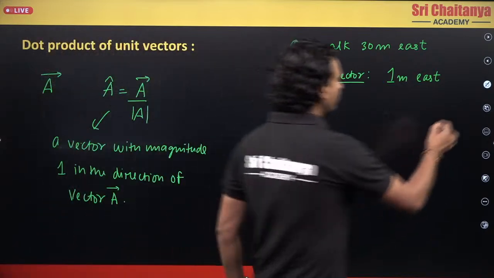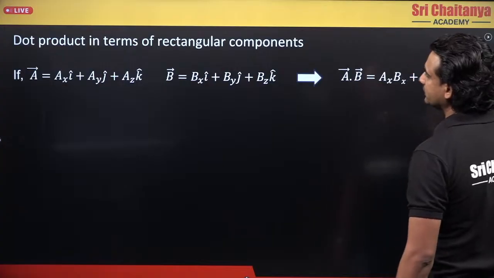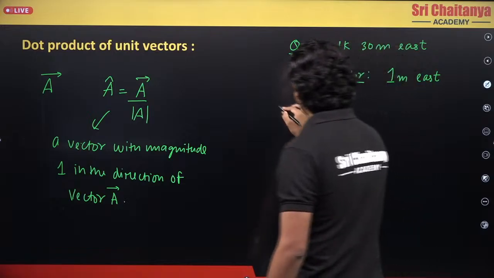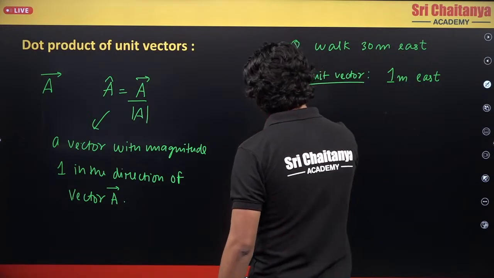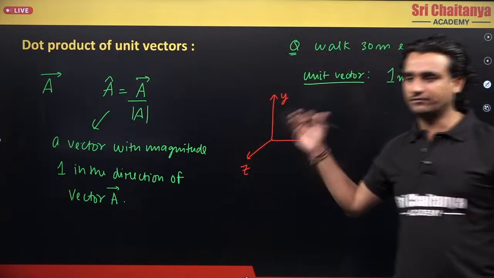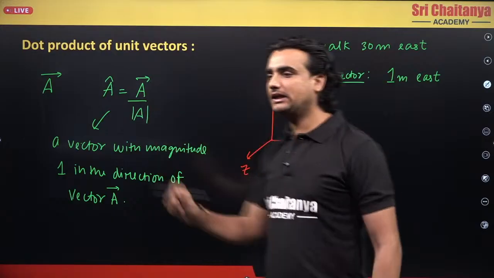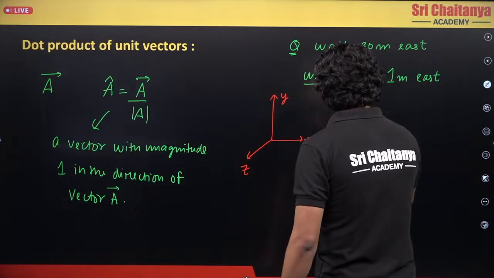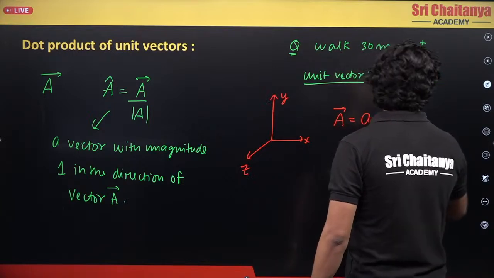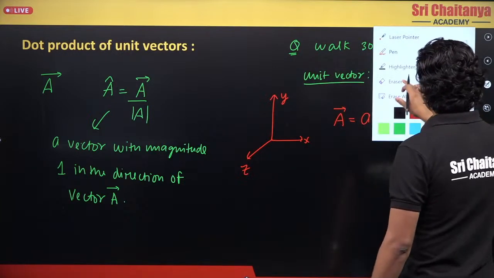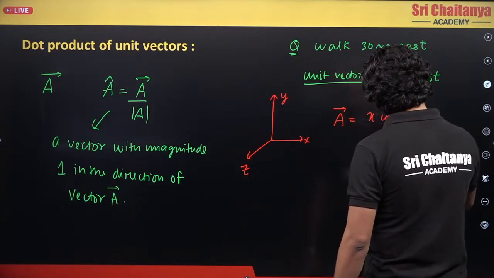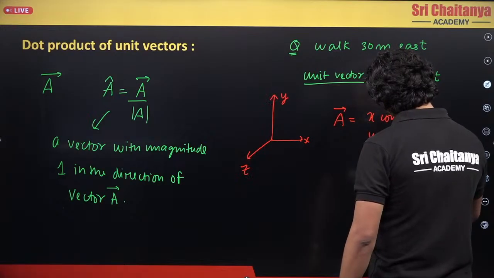So what are the unit vectors which we have? First of all, what are the three axes which we have? The three axes are x axis, y axis and z axis. Correct? Now any vector A can be written as a1x. Any vector will have three components: an x component, a y component and a z component.